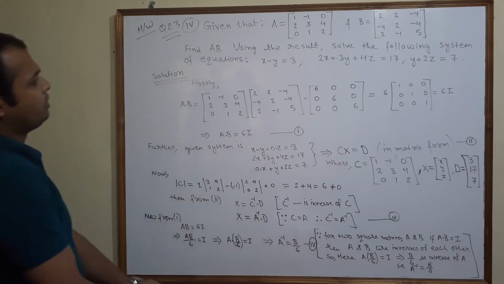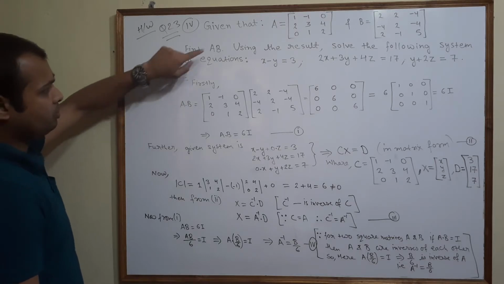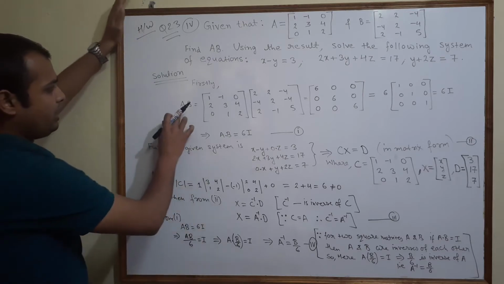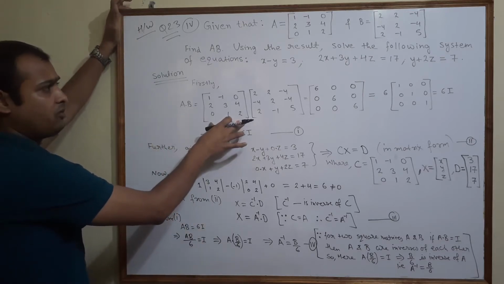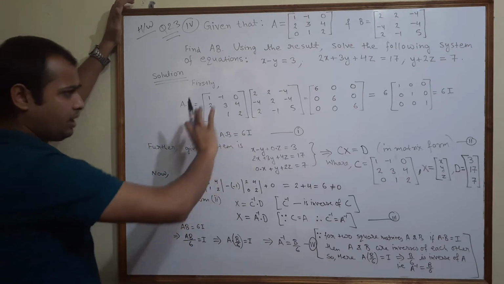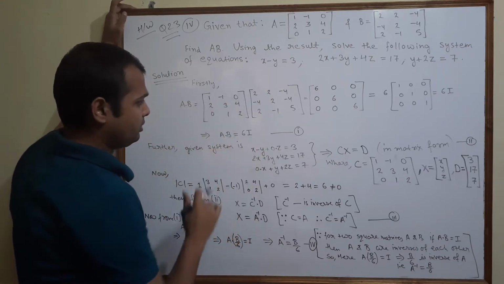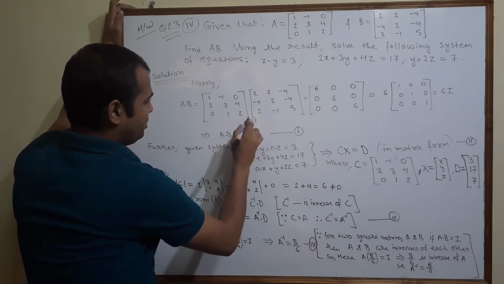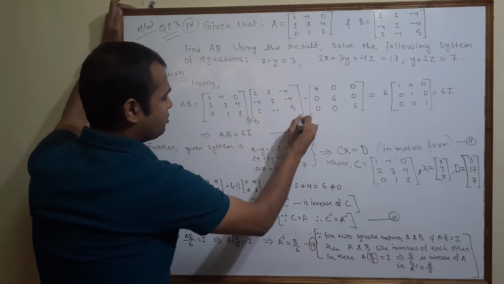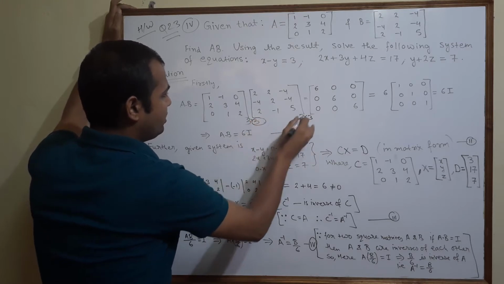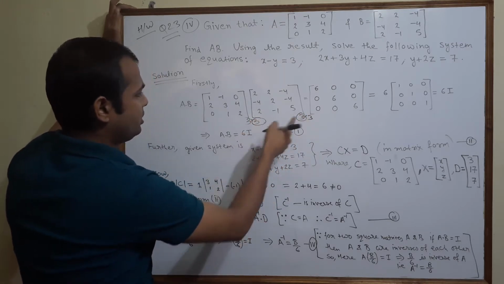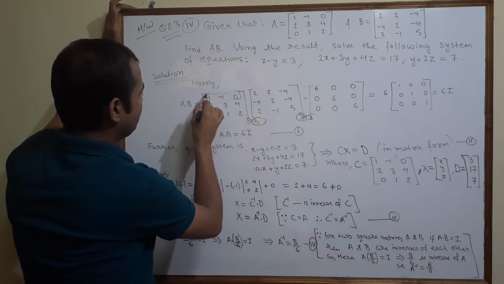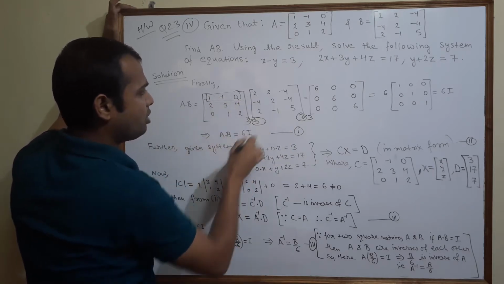Now firstly we have to find the product, A into B. So A into B is equal to, just substitute the values of A and B, and the rest you know how to multiply two matrices. This is of order 3 by 3, this is also of order 3 by 3. Clearly you can see the number of columns is equal to the number of rows over here. Now you have to multiply this row with this column.